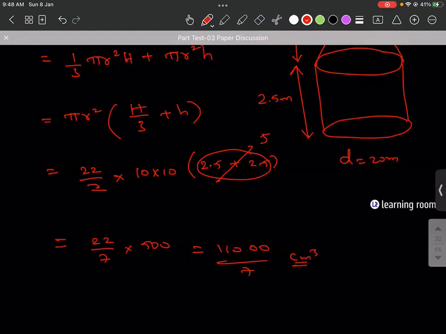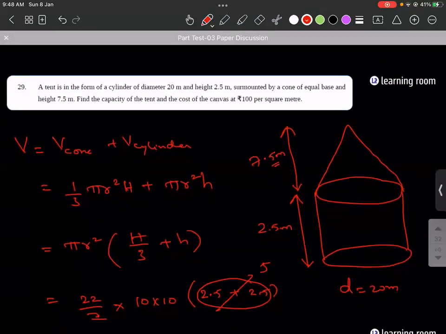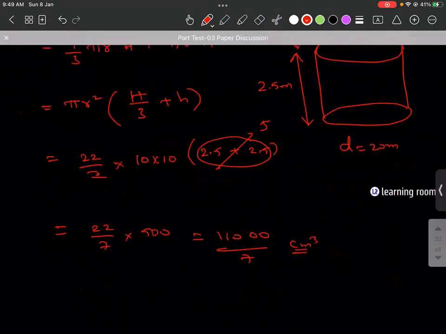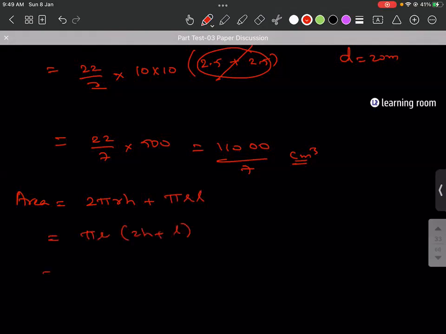Okay, sir. They asked something else also, no? And the cost of the canvas at 1000 per square meter. Now I need to calculate the area. So area is equal to how much? Area is equal to 2 pi r h plus pi r l. So pi r into 2h plus l.